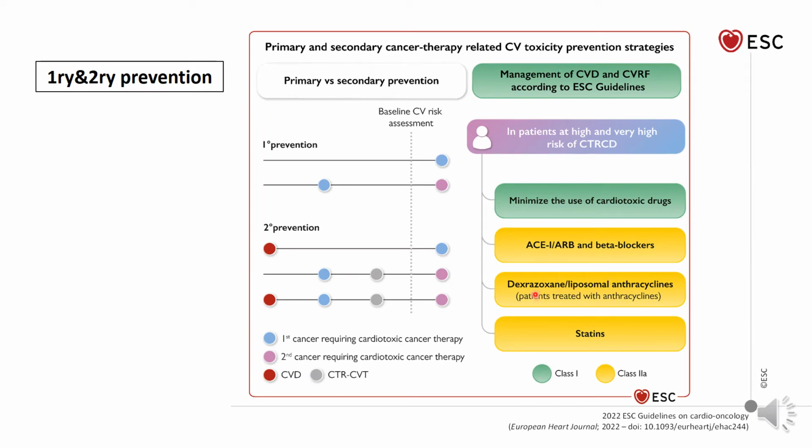And there is an iron chelating agent, which is dexrazoxane, which decreases the uptake of the anthracycline by cardiac cells and decreases the likelihood of cardiotoxicity, especially in doses more than 200 with doxorubicin. Statins also, we have a lot of data from multiple randomized control trials showing the protective effect of statin in high risk and very high risk patients who are candidates for a potentially cardiotoxic drug, which is class 2A as we see.